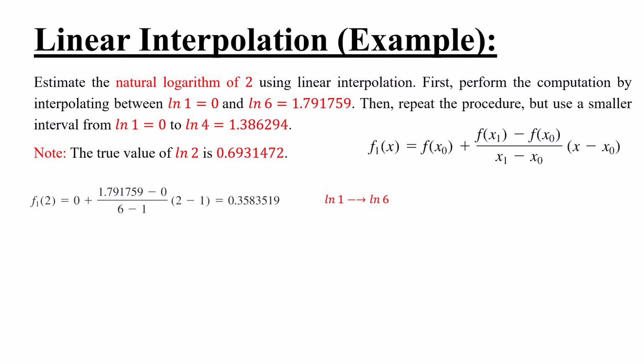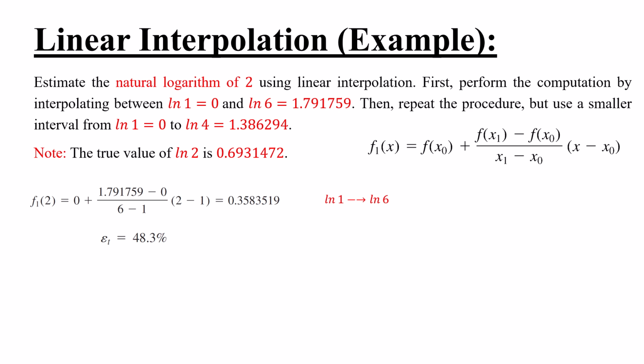Now we apply this formula, and in the first case we apply it between log of 1 and 6. We just plug in the values. f of x0 is 0. Similarly, f of x1, that is log of 6, is 1.7. So we plug in the values and come up with f1 of 2. In that case the percentage of relative error is 48.3.